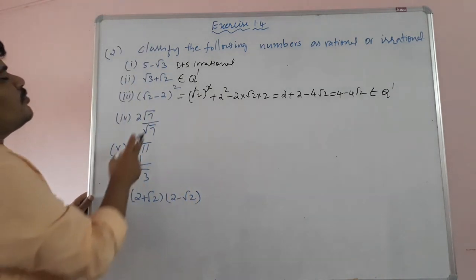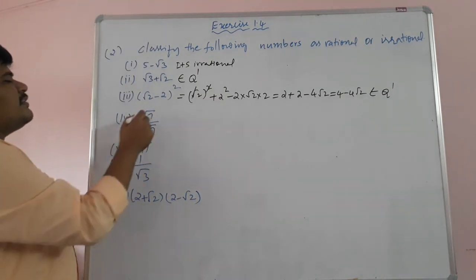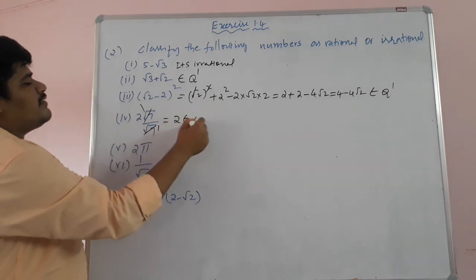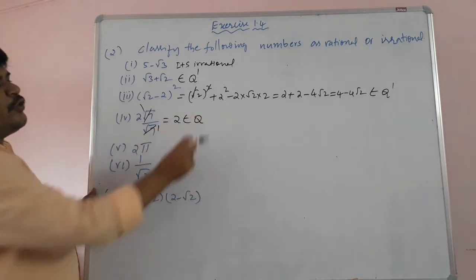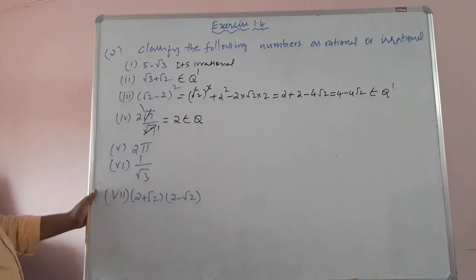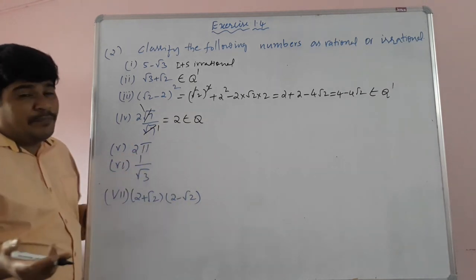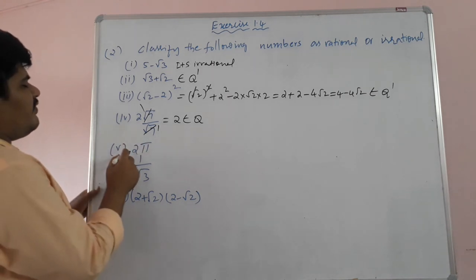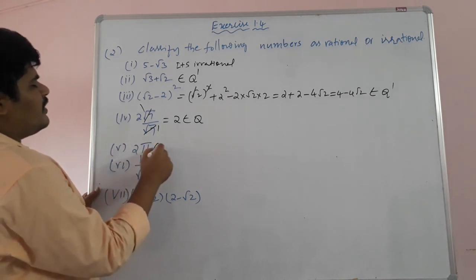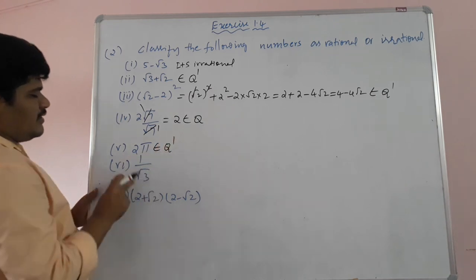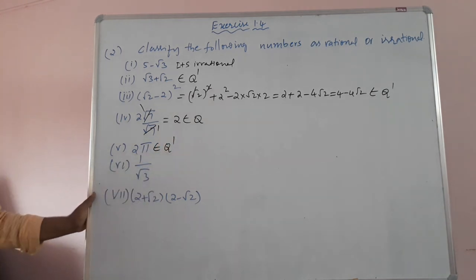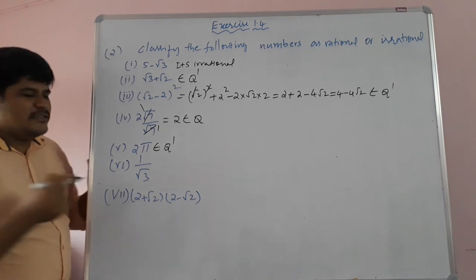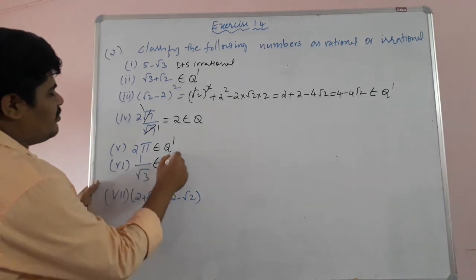And children, here 2 root 7 by root 7 is there. We can simplify: root 7 by root 7. What is the result? 2, which is a rational number. Q means rational. And children, here it is 2 pi. So we know that pi is an irrational number. Then obviously 2 into pi is also irrational, Q dash. Now 1 by root 3. So students, 1 is rational, root 3 is irrational. Obviously this is irrational only. So it belongs to Q dash.